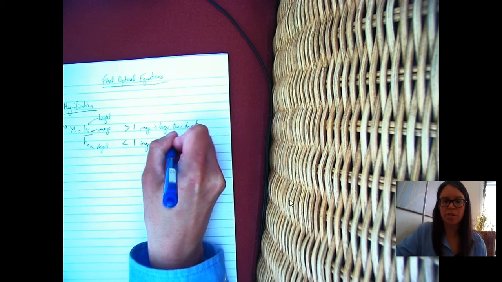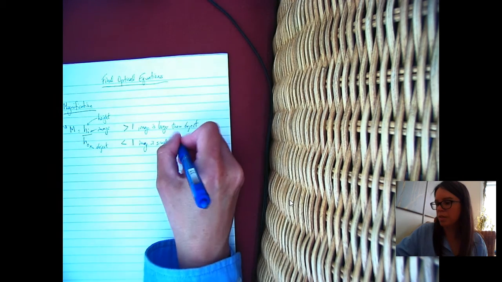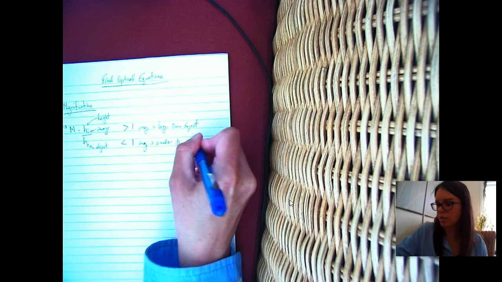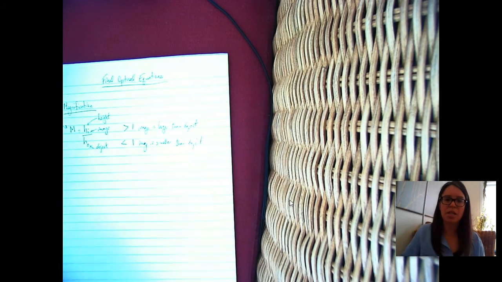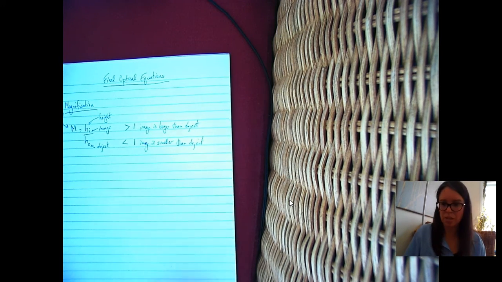Image is smaller. See, it's brighter today, so it's taking a while to accommodate that. Image is smaller than object. Okay, you don't need any units. As you know from the microscope, we're just saying how many times bigger it is. So no units required on this.